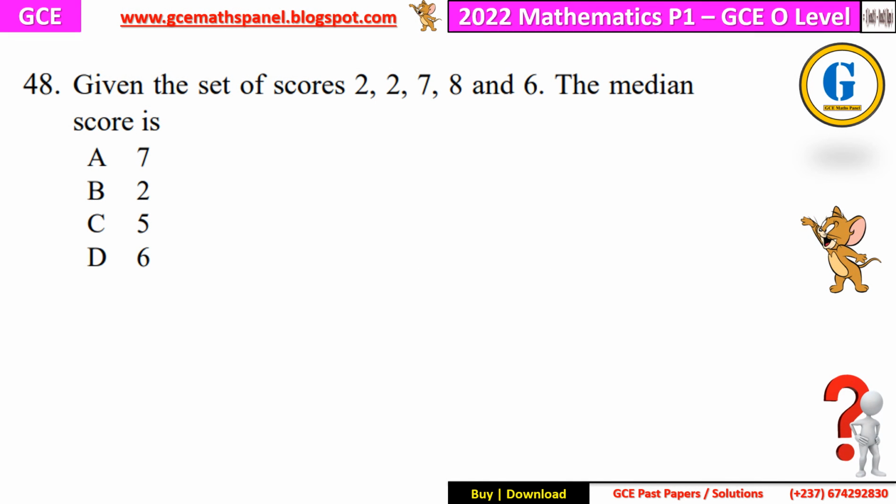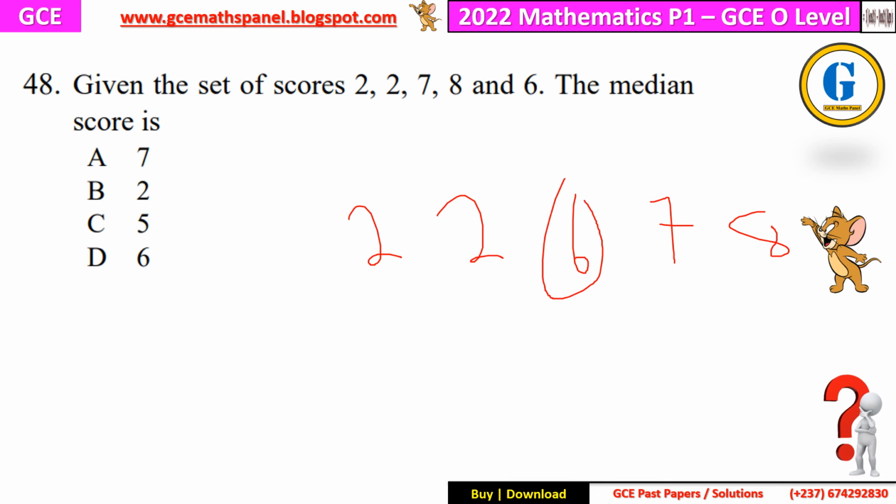48. Given the set of scores 2, 2, 7, 8, 6, what is the median? For you to find the median, you first of all arrange the scores either in increasing or decreasing order of size. So we have 2, 2, 6, 7, and 8. You can see the median here. The middle number is standing on its own. 2 numbers are on its left, 2 are on its right. So the median here is 6. This paper was really cheap, and students really failed.